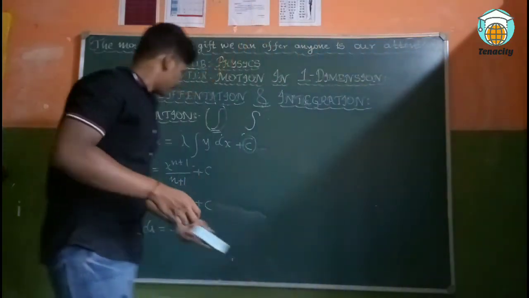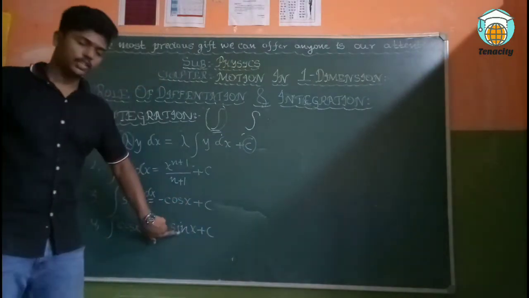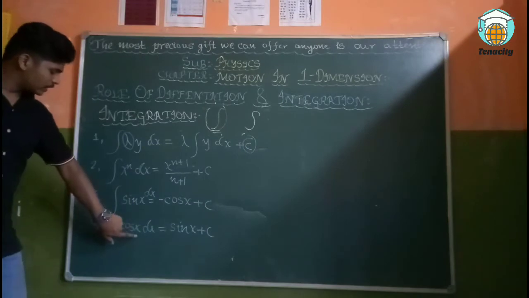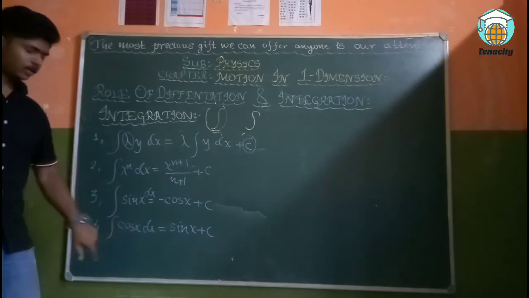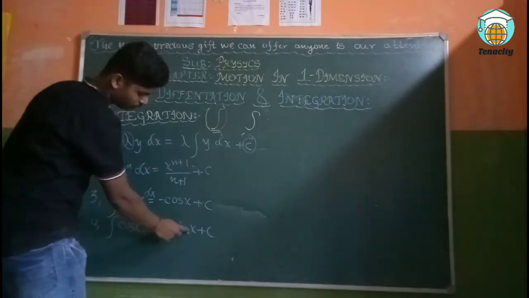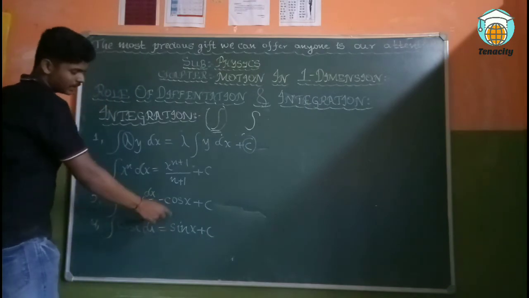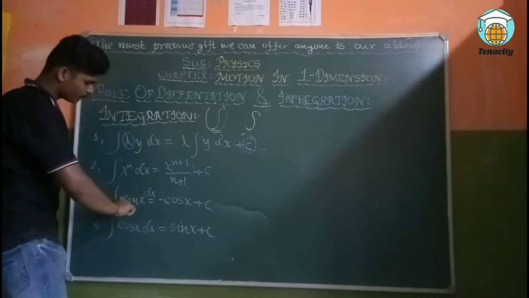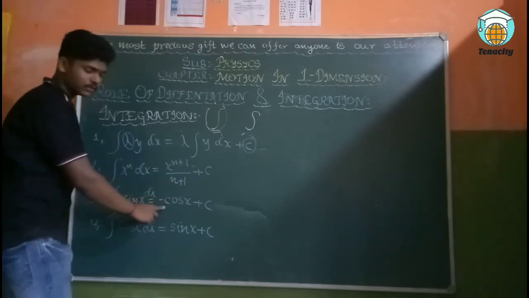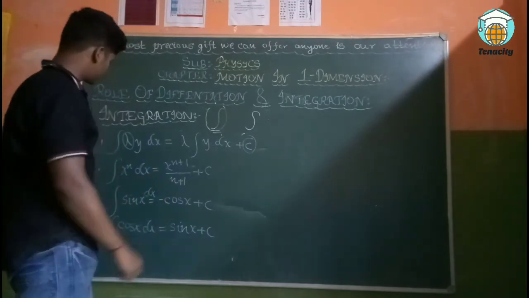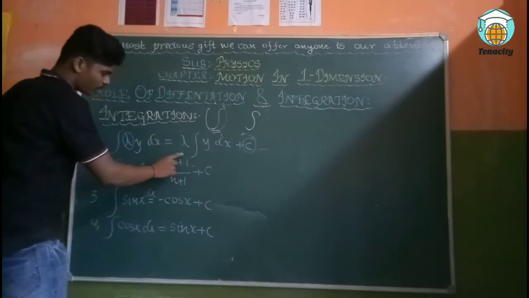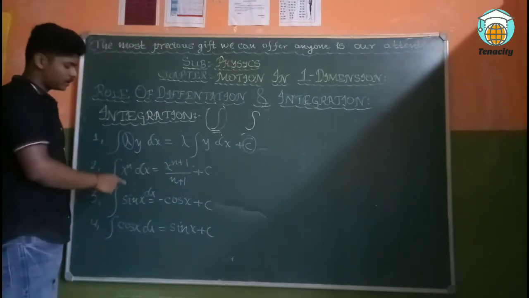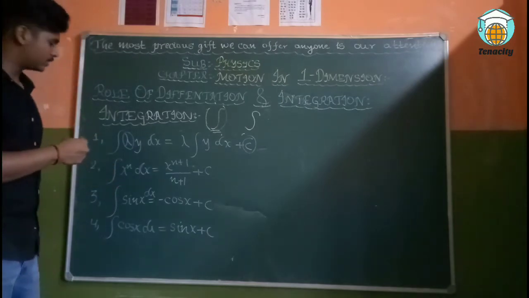And I want to tell you one important point: integration is exactly the opposite of differentiation. If you do differentiation of this RHS part, you will get this value. You try it once. Differentiation of sin x is cos x. Differentiation of cos x is minus sin x, but the negative sign is written in the RHS. And differentiation of this will be x power n.